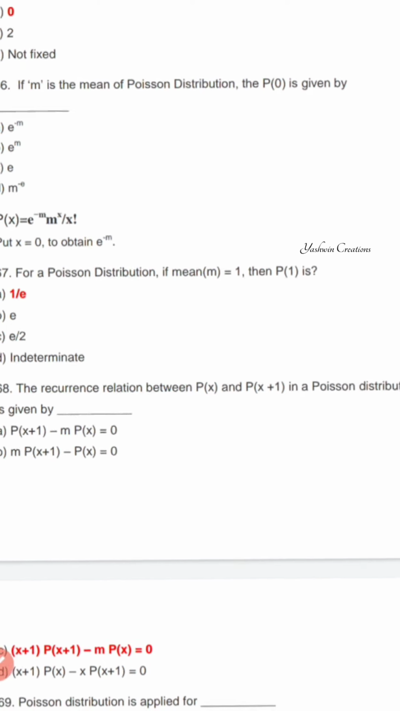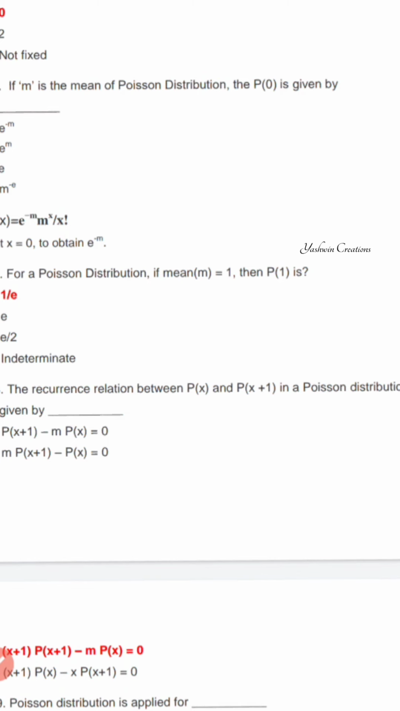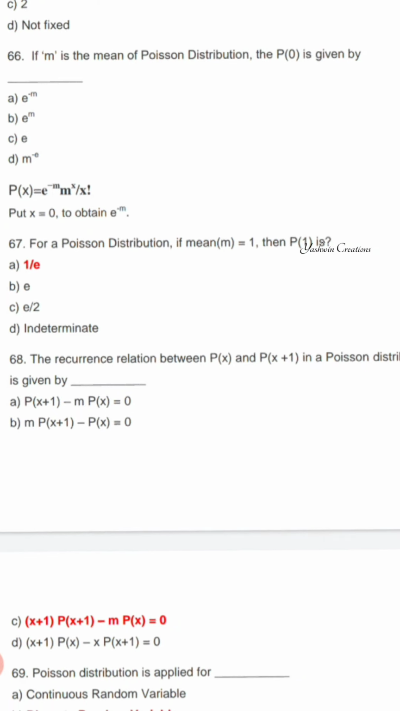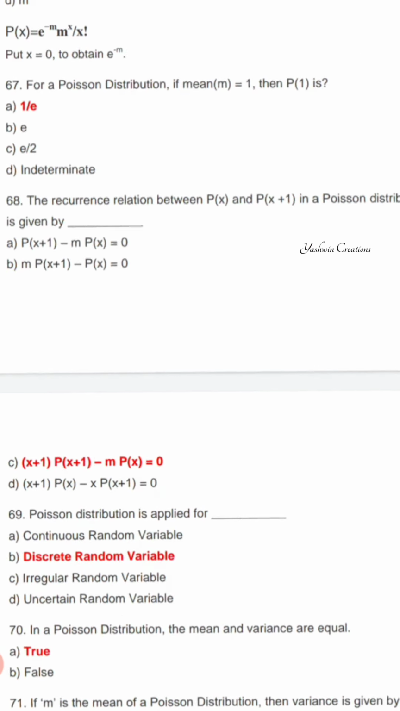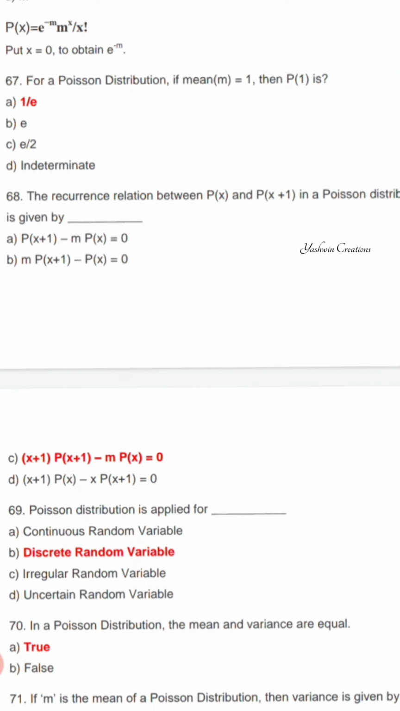The recurrence relation between P of x and P of x plus 1 in a Poisson distribution is given by (x plus 1) into P of (x plus 1) minus m into P of x equals 0. That is the relation between P of x and P of x plus 1 in Poisson distribution. Poisson distribution is applied for a discrete random variable.